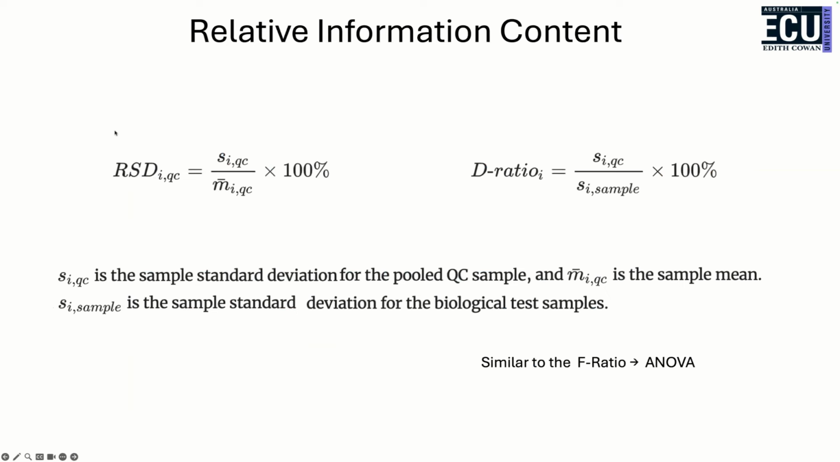Up until this point, we've been very much basing all our analysis on relative standard deviation, which is the sample standard deviation divided by the mean, if anybody doesn't know. I introduced this idea of the dispersion ratio, which is the sample standard deviation of the QC divided by the sample standard deviation of the sample. This is similar to the F ratio in an ANOVA test, so the within-group variance divided by the between-group variance. But in this circumstance, I wanted to keep it on a similar sort of scale as the RSD so that they were somewhat comparable. So this is the equation that I used.